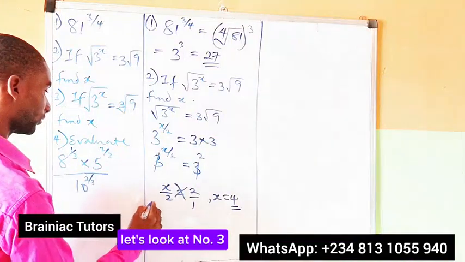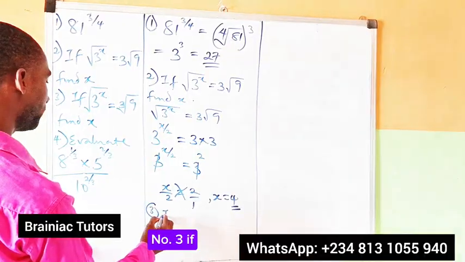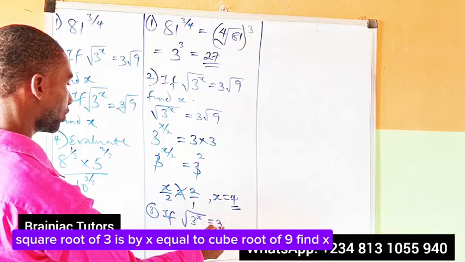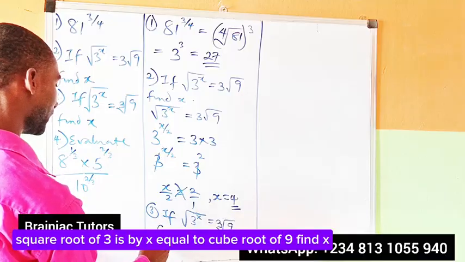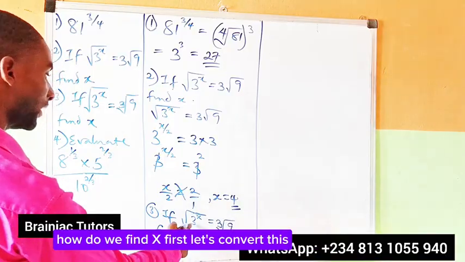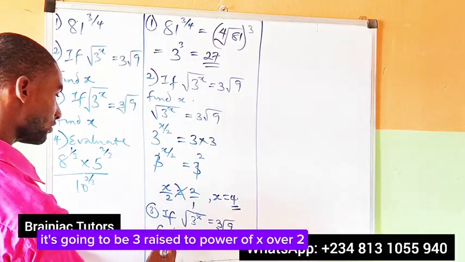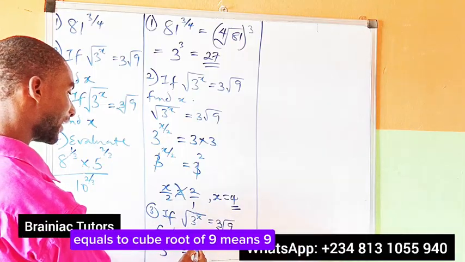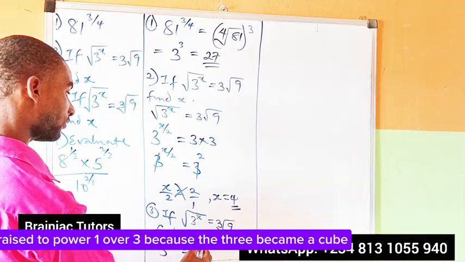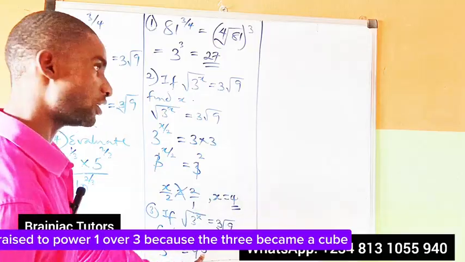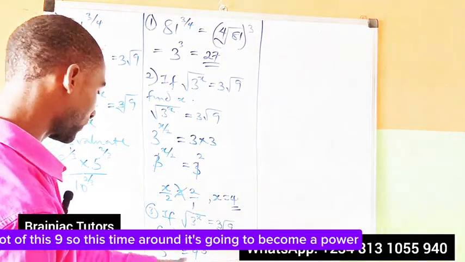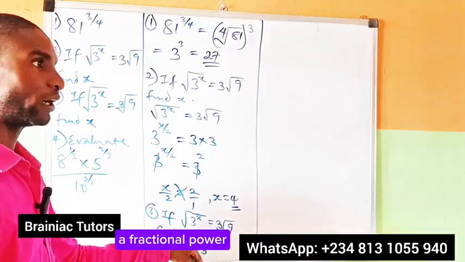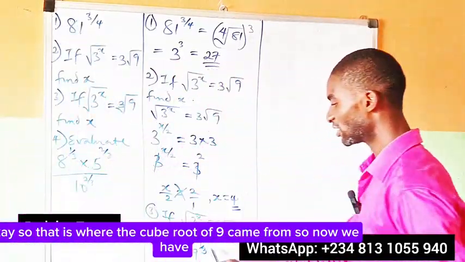Let's look at number 3. Number 3, if square root of 3 raised to power x equals cube root of 9, find x. How do we find x? First, let's convert this. It's going to be 3 raised to power of x over 2 equals cube root of 9, which means 9 raised to power 1 over 3, because the 3 became a cube root of this 9. So this time around, it's going to become a fractional power. Okay, so that is where the cube root of 9 came from.